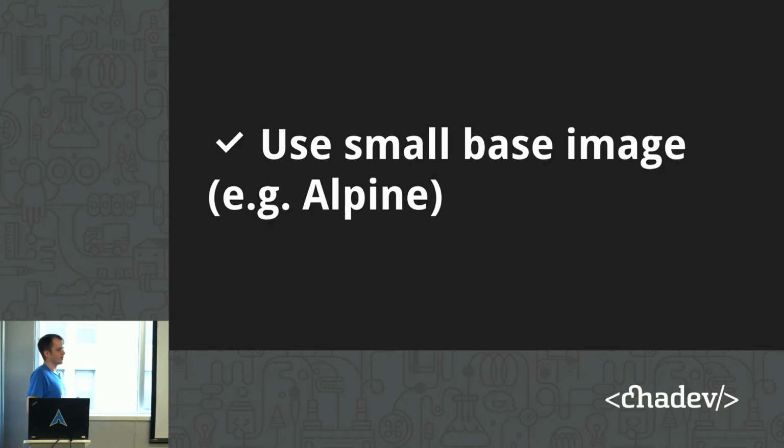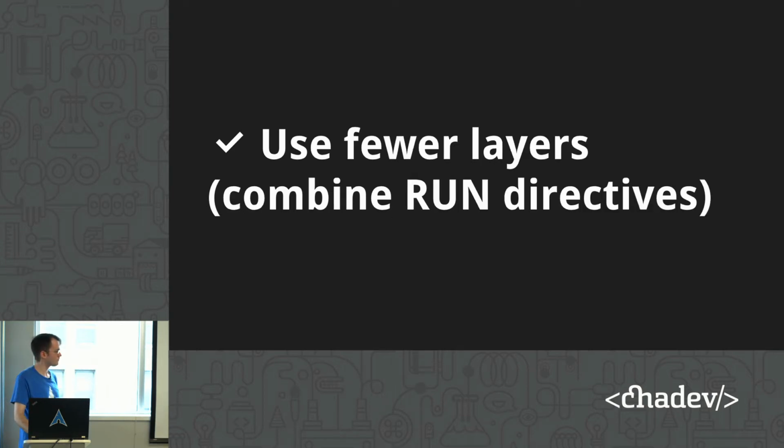Docker base images kind of vary wildly in size, right? You can have Debian or CentOS images that are as big as like 200 megs, and that's even before you've added any of your own stuff to it, right? So definitely use a small base image. Alpine base image is 4 megs. You really can't beat that.